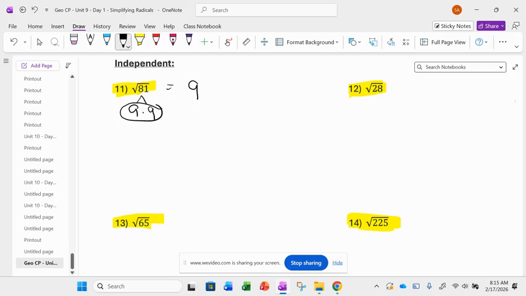Perfect. Now 28 is not a perfect square. So I'm going to break down into 7 and 4. 4 becomes 2 and 2, and now I can't simplify the 7. So this becomes 2 root 7.